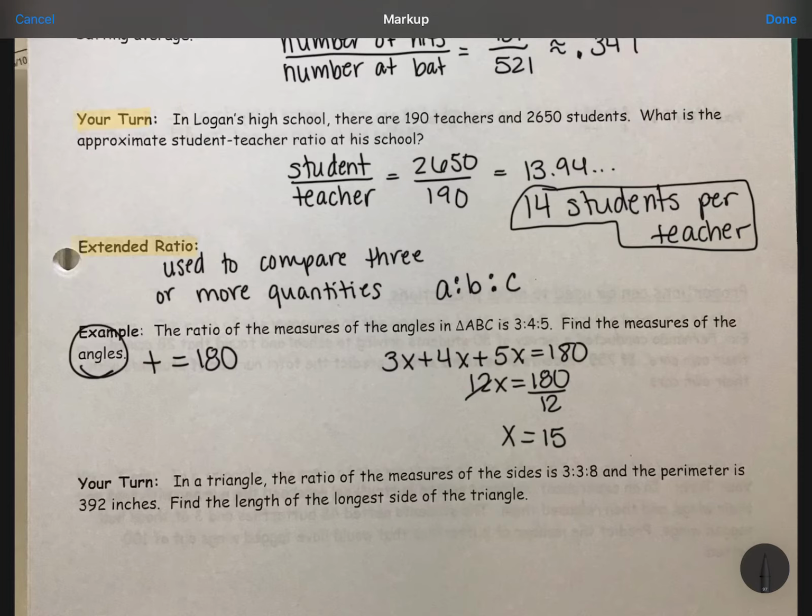But the question says that we need to find the measurements of all three angles. So my answer is not 15, but that's going to help me figure out the three angles. So we've got that 3x, 4x, and 5x. We would substitute this in for each of those x values.